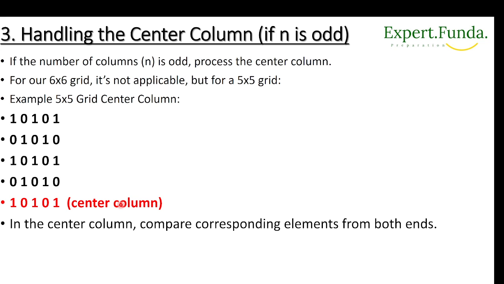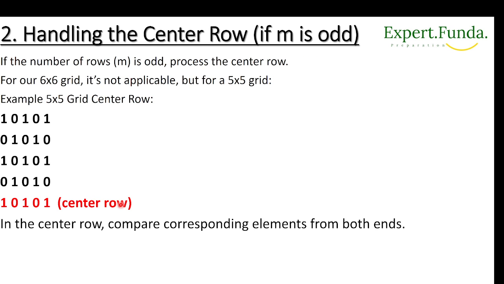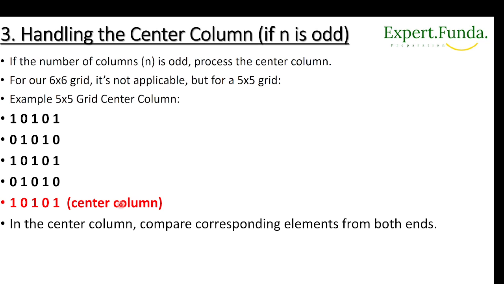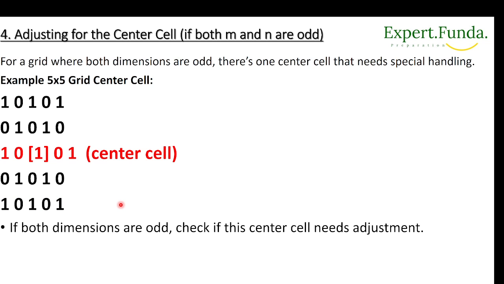Then if n is odd, there are two possibilities: if m is odd, or if n is odd. In both cases, we will compare the corresponding elements from both ends. First we check the m row, meaning the number of rows is odd, and here we check if the number of columns is odd, and we compare both elements from both ends.